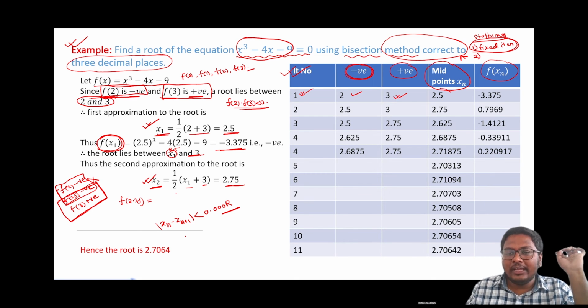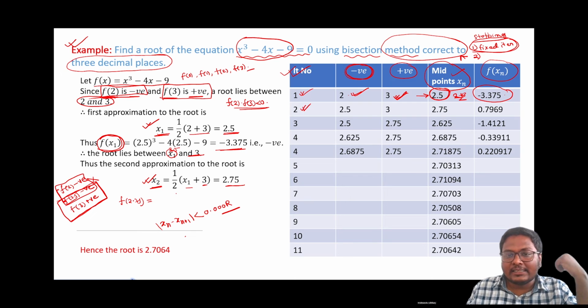Now, this is my midpoint: 2 plus 3 by 2. This is 2, this is 3. 2 plus 3 by 2 is 2.5. Now we put it in the function and we get this value, which is negative. So since it is negative, this 2.5 will be updated in the negative place for the second iteration.